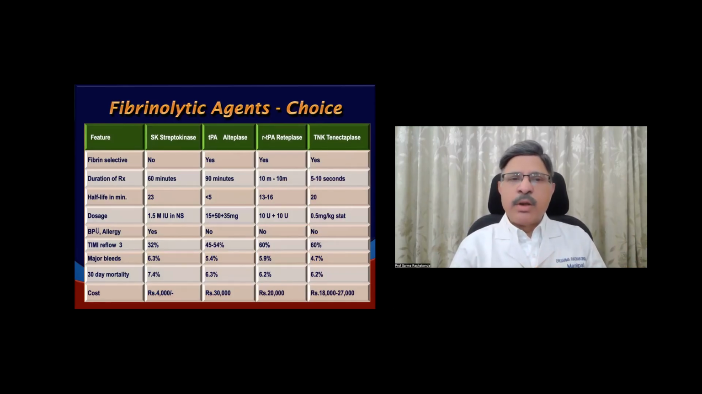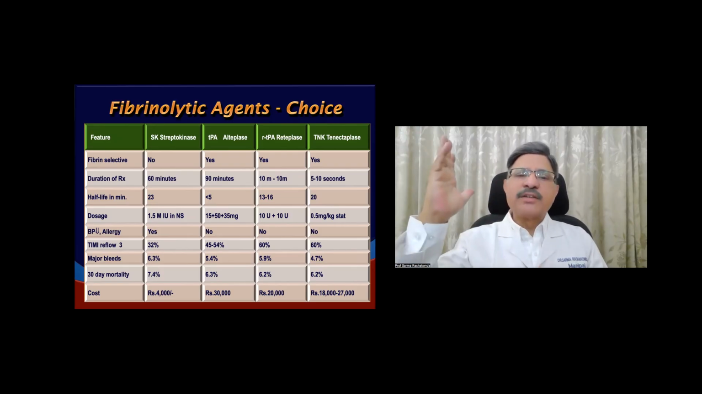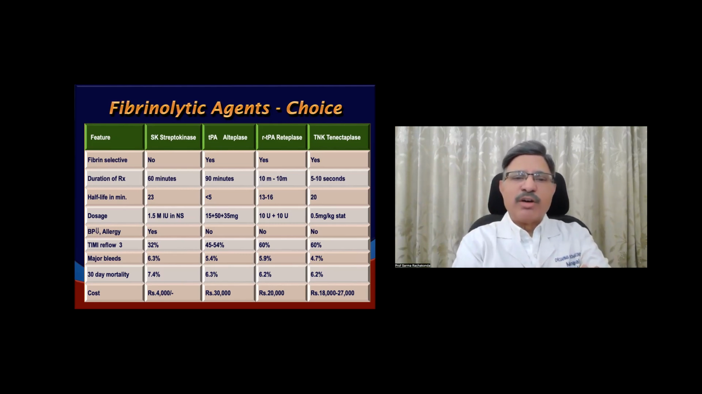Now, fibrinolytic agent and the choice. You have a comparative table. You require streptokinase, TPA, alteplase, RTPA, reteplase, and tenecteplase. TNK is tenecteplase. Okay, streptokinase, first one, fibrin selective? No. TPA is fibrin selective, RTPA fibrin selective, TNK tenecteplase is also fibrin selective. Duration: 60 minutes, 90 minutes infusion, 10 minutes to repeat after 10 minutes. TNK 5 to 10 seconds, just to give a bolus. That's the advantage. Half-life 23 minutes, less than 5 minutes, 13 to 16 minutes, more than 20 minutes.